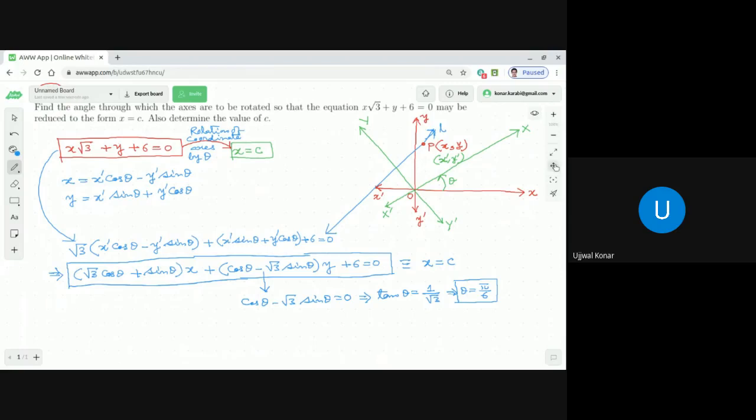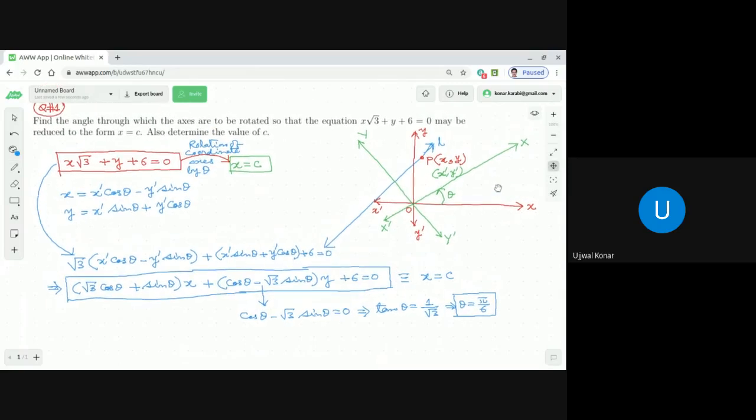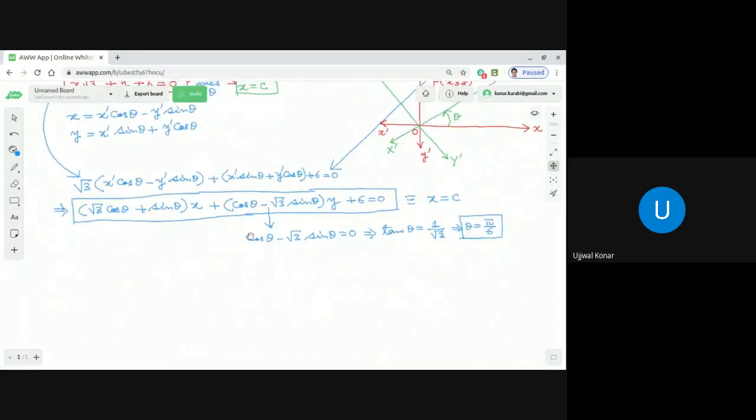So if you go through the question once more, the question is to find the angle through which the axes are to be rotated. And here the answer is that we found the angle, that is pi by 6, through which the axes are to be rotated. Okay. And the second part of the question is that if it is x equal to c, find the value of c. How to find the value of c? Let's find it out. To find the value of c, it is pretty simple, because here in this equation we will apply theta is equal to pi by 6.